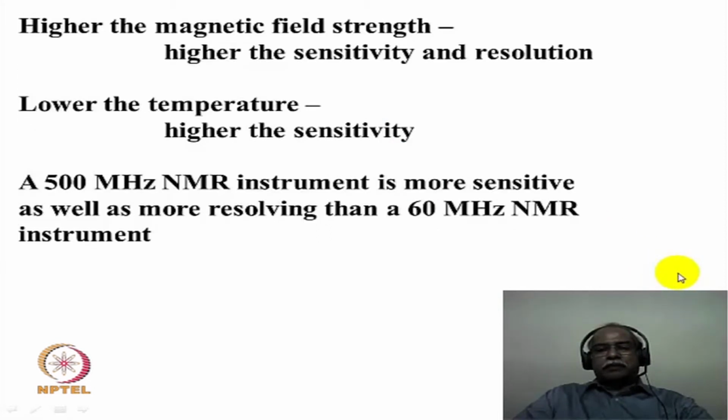So to conclude the earlier slide, we will say that the higher the magnetic field strength, the higher will be the sensitivity as well as resolution. We will come to the resolution part a little later. Let us for the time being confine ourselves to the sensitivity part. The lower the temperature, the higher the sensitivity. In other words, a 500 MHz NMR instrument is more sensitive as well as more resolving than a 60 MHz NMR instrument.